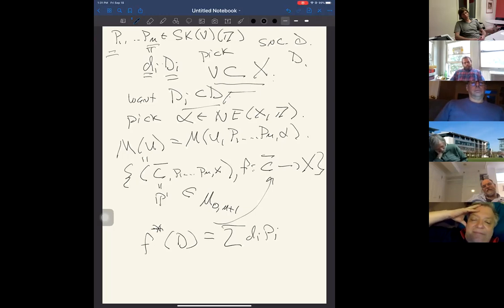Notice I'm using the same letters for these P's and these P's. That's because these are the places where this guy touches those things. These are divisors, or multiples of divisors. These are just points on a curve. Okay, so let me draw the picture here.